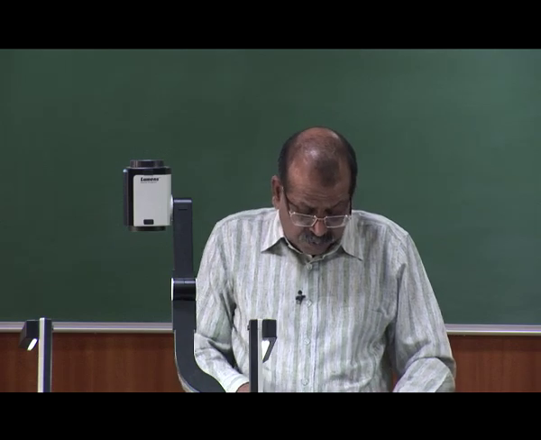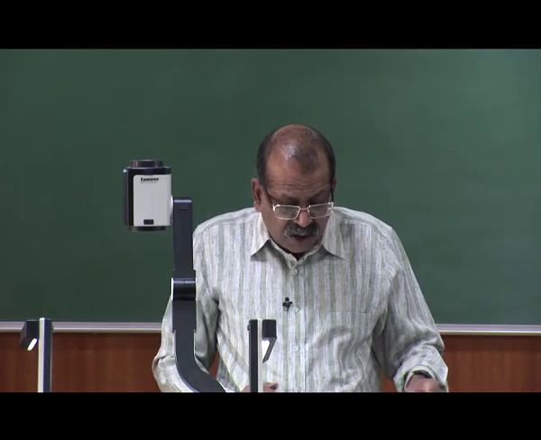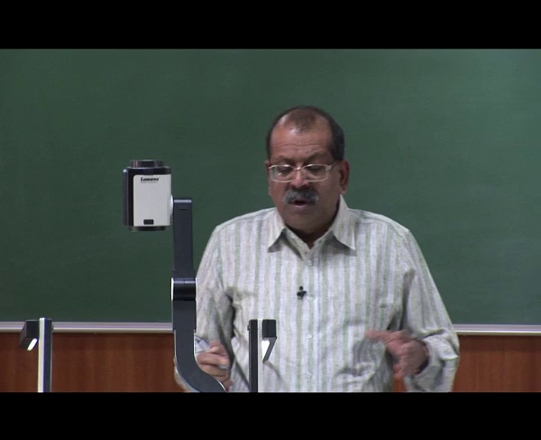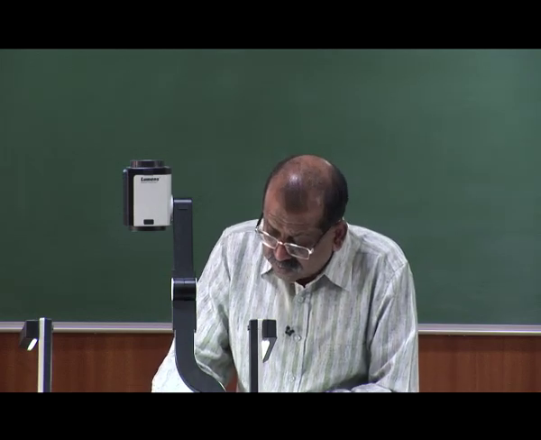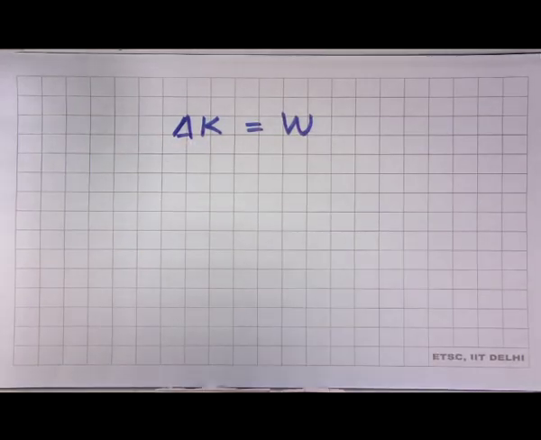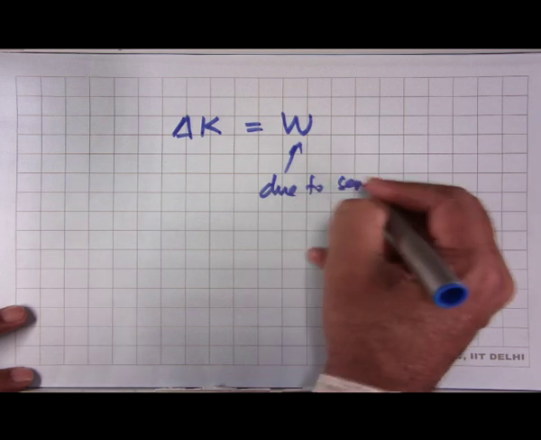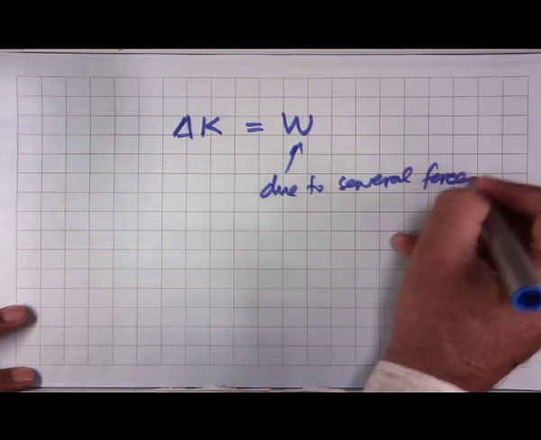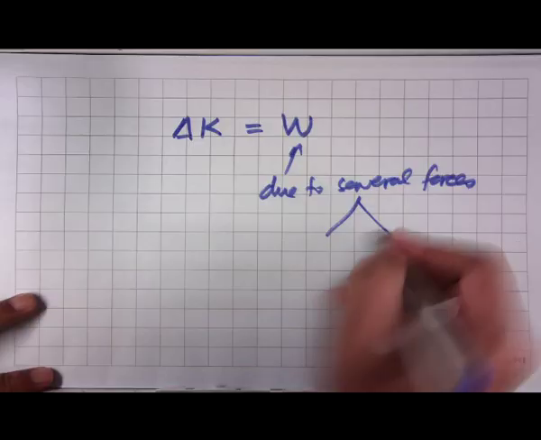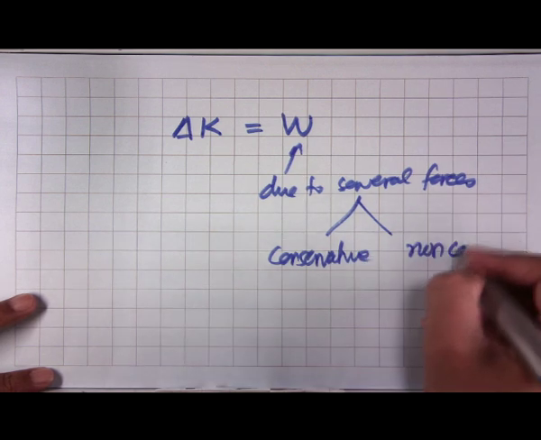So, now we can generalize this. We have looked at the work energy theorem. What we have shown is that the change in kinetic energy is equal to work done. Now, work done will be due to several forces. In general, when a body is moving, many forces act on it. Some of these forces will be conservative forces, others will be non-conservative.